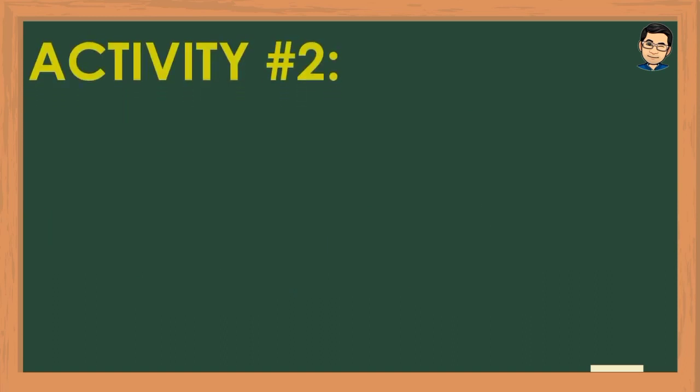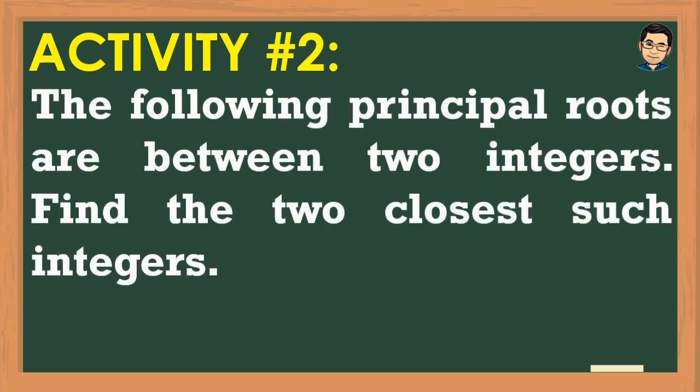So, let's have activity number 2. The following principal roots are between two integers. Find the two closest such integers. So, meron tayong given mga principal roots dito and then i-identify lang natin kung saan dalawang integers nakapagitan yung principal roots na given. So, para mas maintindihan nyo, let's have number 1.